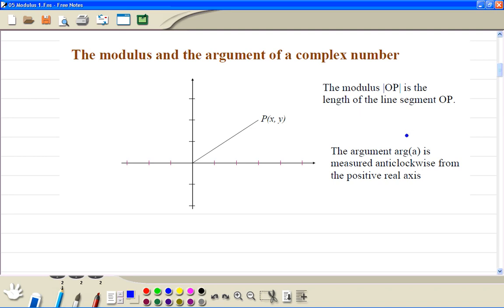Now we're going to look at the modulus and the argument of a complex number. The modulus means just the length from the origin. So for any complex number here, this length is the modulus. Then we use Pythagoras. This is the real part, this is the imaginary part. To find this length, we just use Pythagoras. So the modulus of z is x squared plus y squared, then we take the square root.